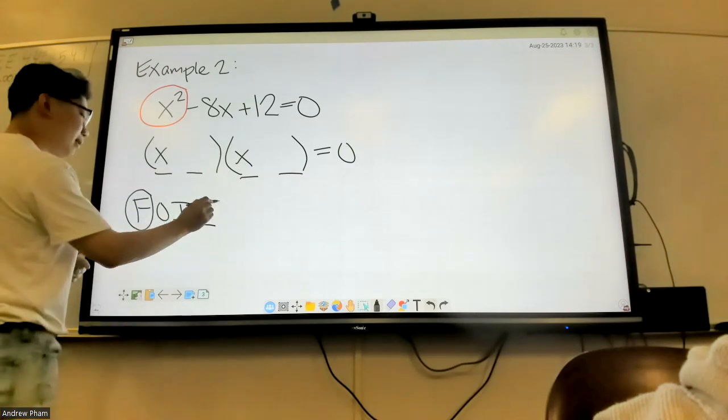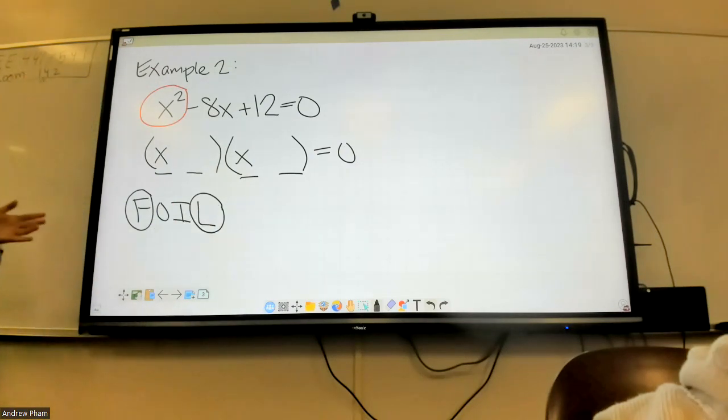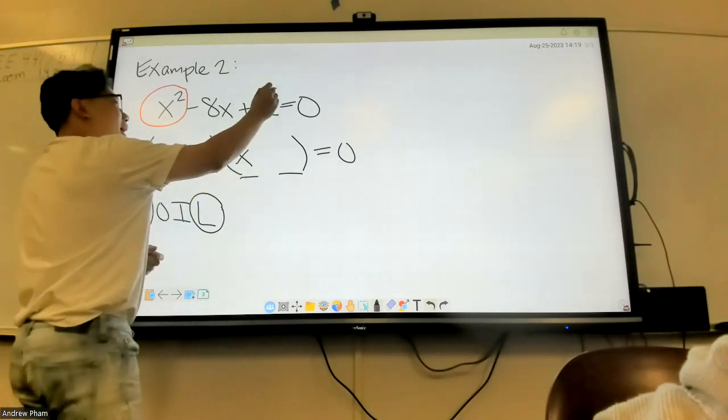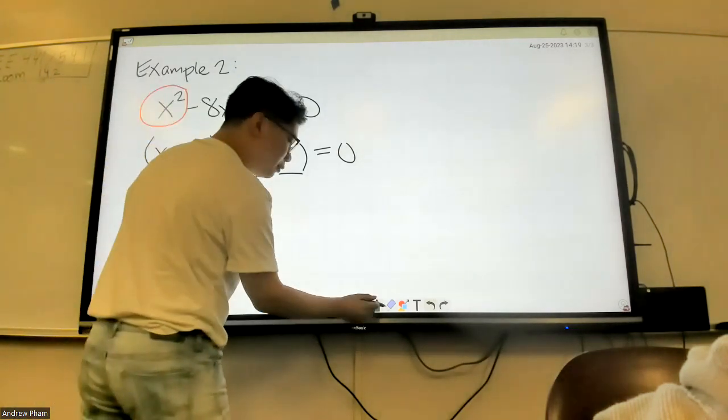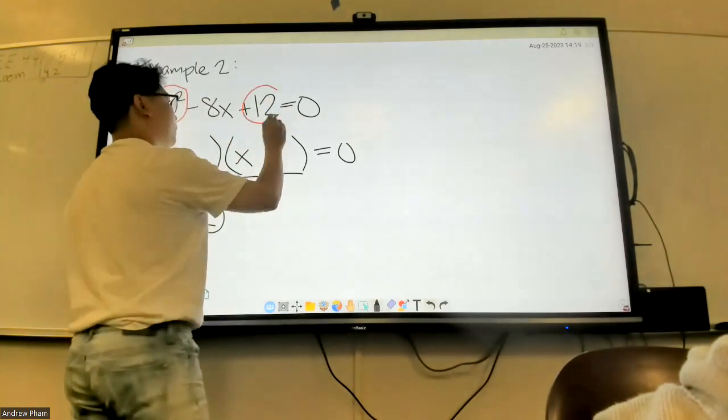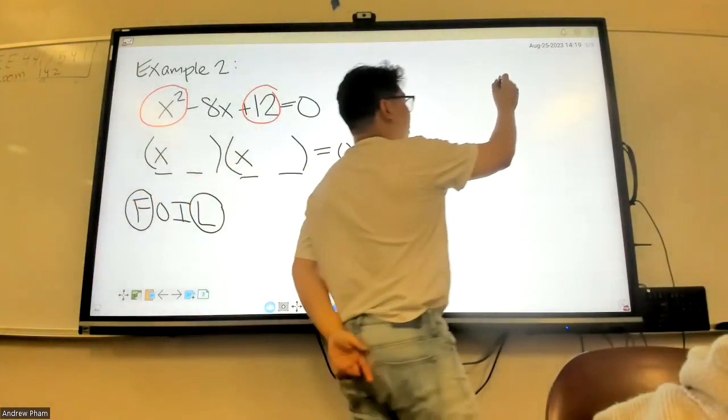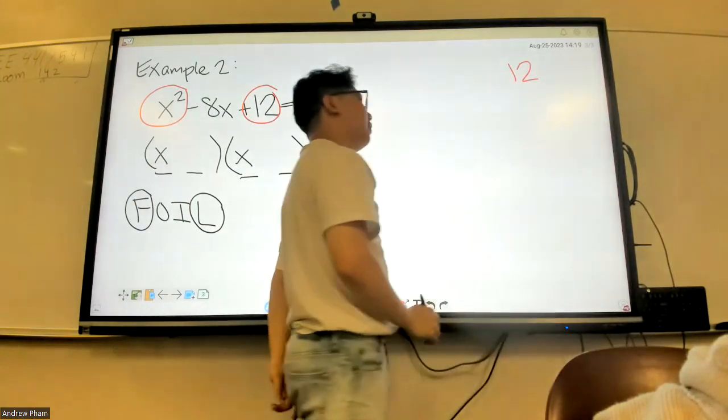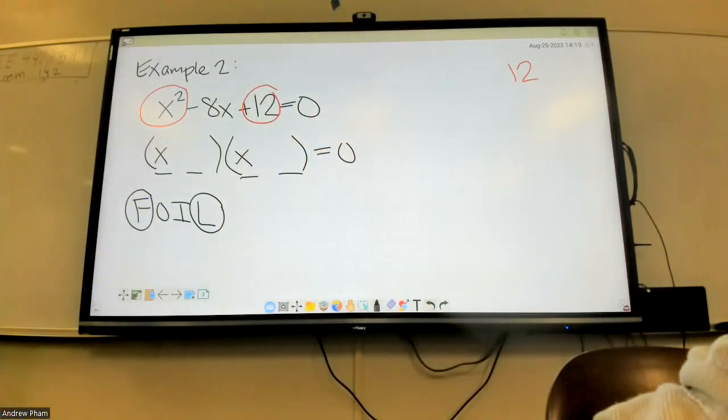Now I'm going to focus on this last here, L, for last times the last. I know the last 2 parts, whatever goes in these 2, has to give me positive 12. So I'm going to write this on the side as scratch work. 2 numbers that multiply to give me 12. Yes, so it is going to end up being -2 and -6.